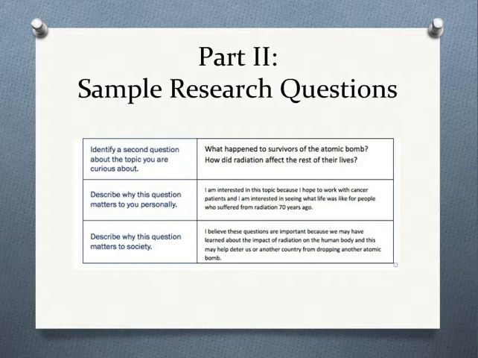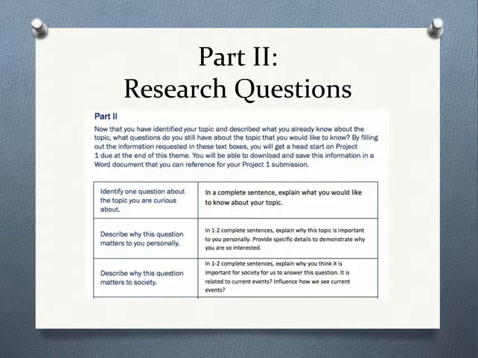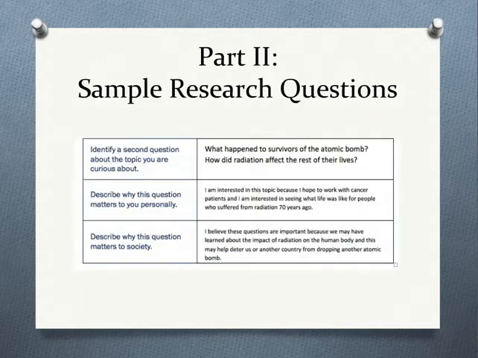So part 2 has 6 boxes. Here's one. Identify one question about the topic you're curious about. Then they'll have another set of 3 boxes that say identify a second question about the topic you are curious about.